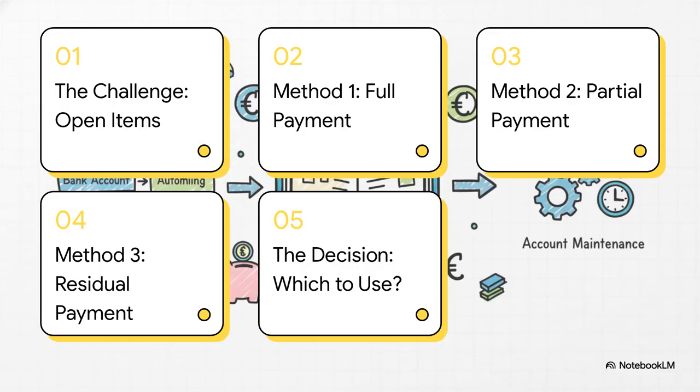So here's our game plan. First, we need to understand the problem, which means getting to know what SAP calls an open item. Then we'll dive into 3 different ways to solve it: the super straightforward full payment, the very common partial payment, and my personal favorite, the really elegant residual payment. By the end of this, you're going to have a crystal clear framework for handling any payment that comes your way.